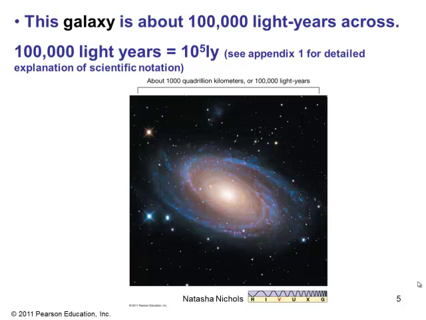100,000 written in scientific notation in powers of 10 would be 10 to the fifth. So the little trick to remember that: the number 100,000 is 1 followed by 5 zeros, so you just write it down as 10 to the fifth. If you want a refresher on powers of 10 in scientific notation, see Appendix 1 in your textbook, and also the math review file that I have put online.